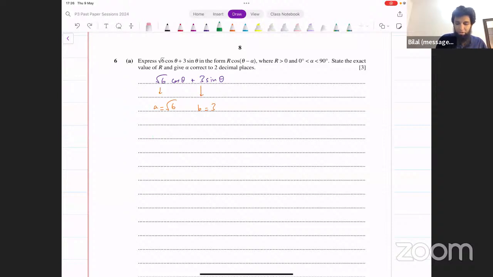R is going to be square root of A squared plus B squared. That's square root of 6 squared plus 3 squared. What does that give us? 6 plus 9, which is square root of 15. This is the value of R that we get. They wanted an exact value of R. You would not write decimals here. You would leave it in exact form.